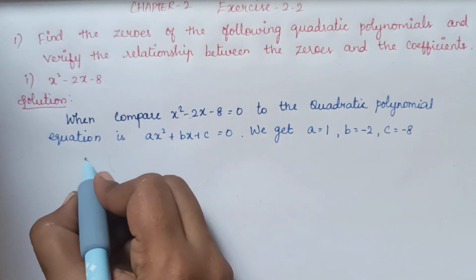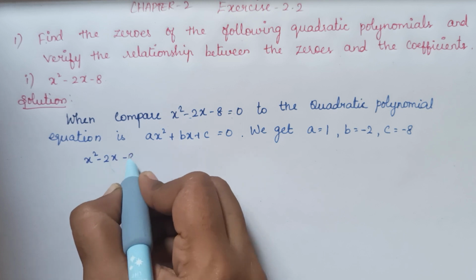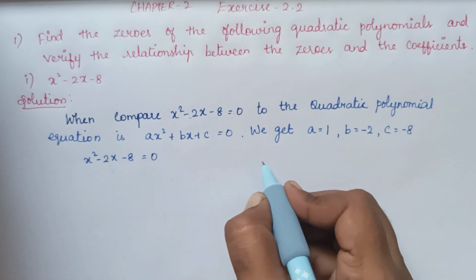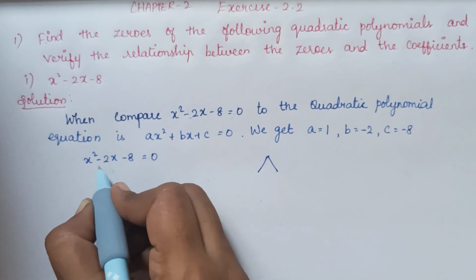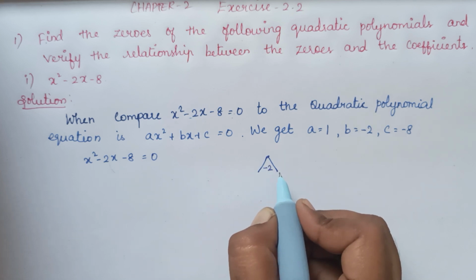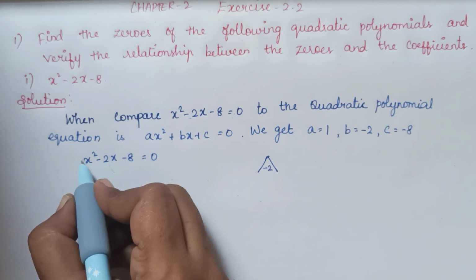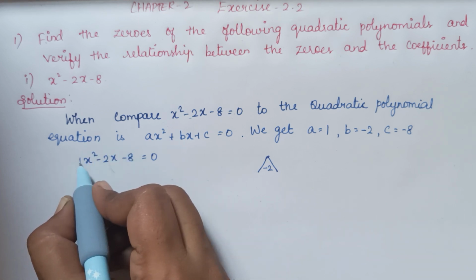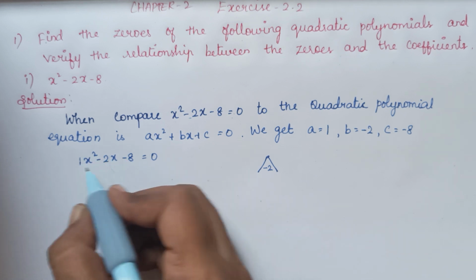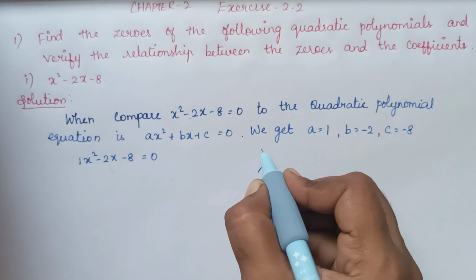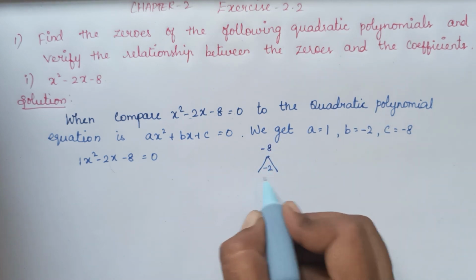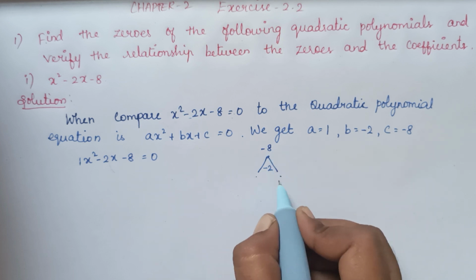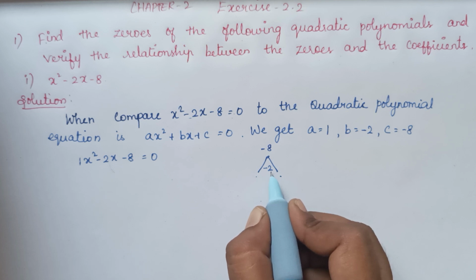x square minus 2x minus 8 is equal to 0. Now we want to take the factors. The middle number we should write here is minus 2. The coefficient of x square is 1, so multiply the coefficient with the constant term: 1 into minus 8 is minus 8. So we mention it here, minus 8. Here we want two numbers: if we multiply the two numbers, we should get minus 8, and if we add the two numbers, we should get minus 2.